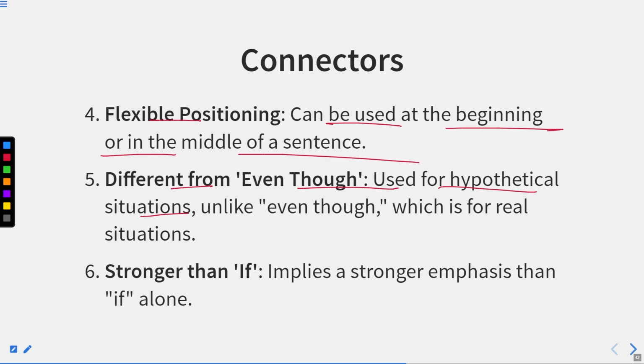Different from even though, even if is used for hypothetical situations, unlike even though, which is based on real situations. Stronger than if. Now, even if emphasizes the phrase if. If I say, if I study well, I will clear the exam, or I will qualify the exam, this is just a condition that I'm phrasing. But if I say, even if he studies a lot, he cannot qualify the exam, so even if is showing the emphasis on the situation of his doing studies. It implies a stronger emphasis than if alone.